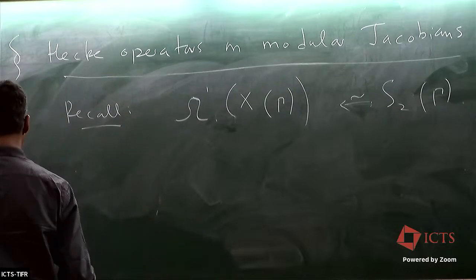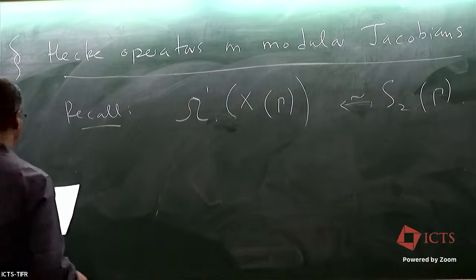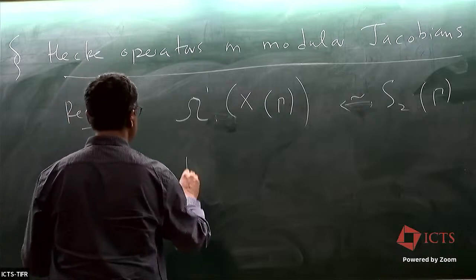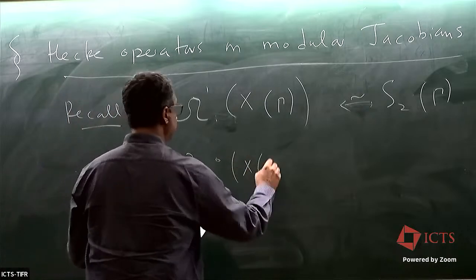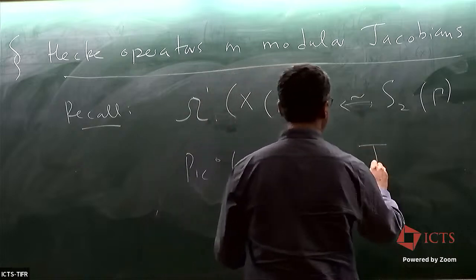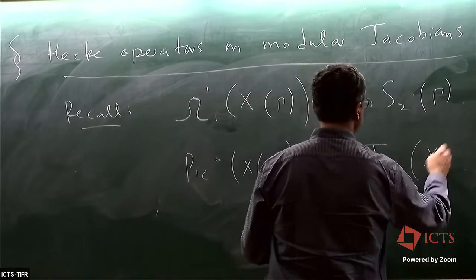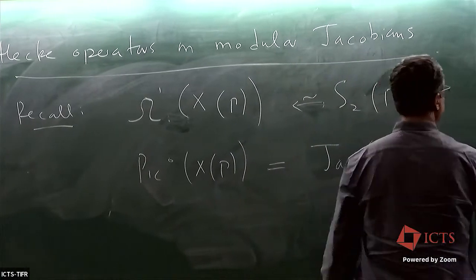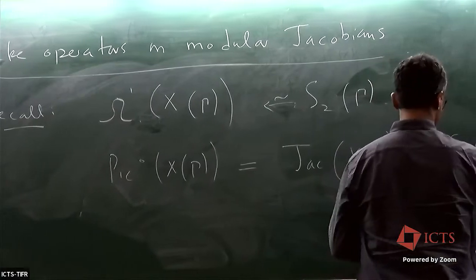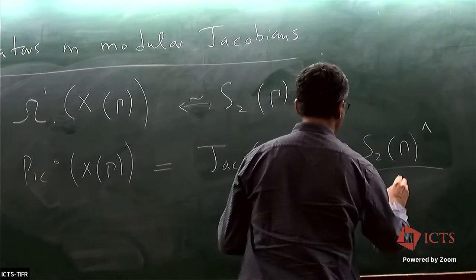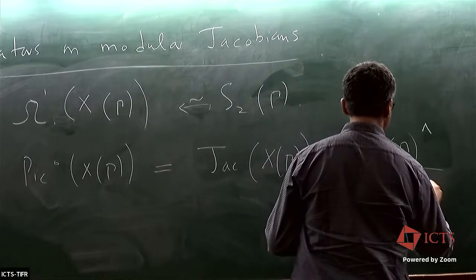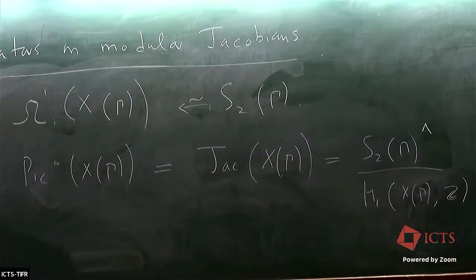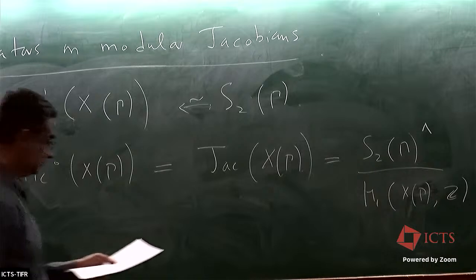Okay, so you can maybe also recall the definition of the Jacobian. J0 of X of Gamma we said was equal to the Jacobian of X of Gamma, the other Jacobi thing, and this was S2 of Gamma dual, the generalized definition modulo cusp forms, H1 of X of Gamma, Z. Okay, so this is what we had in some notation.